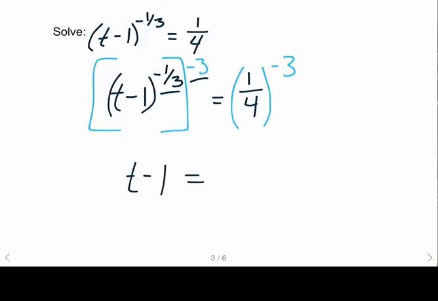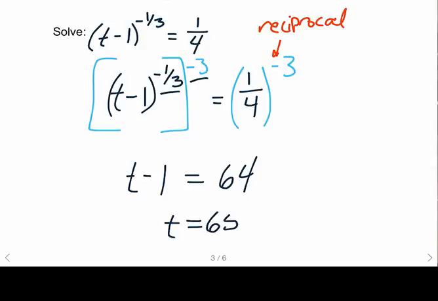On the right-hand side, we have a similar situation to what we had before. That negative is going to indicate a reciprocal, and then of course 3 means that we're cubing. So we're going to flip 1/4 to 4, cube it, and we get 64. So we end up with t minus 1 is equal to 64, which ultimately means that t is going to equal 65.